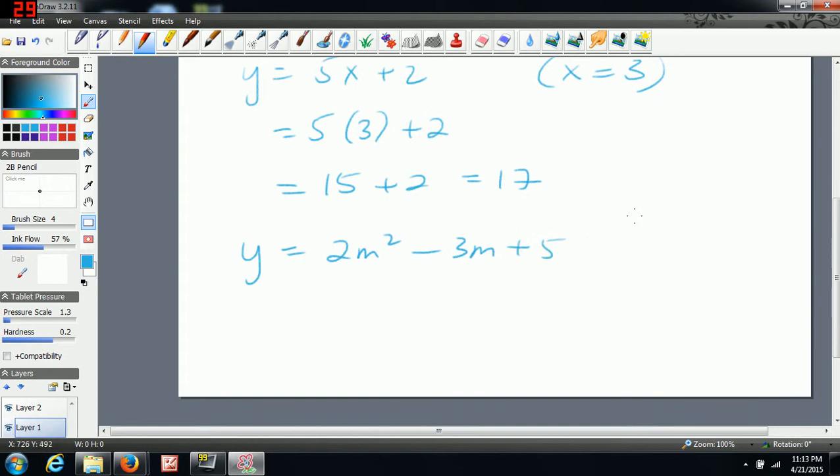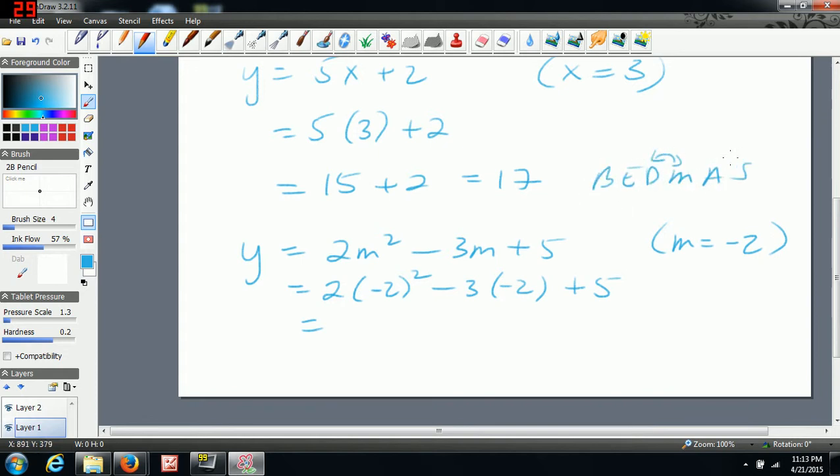So if you were given the following equation, you were asked to substitute m equals -2, or solve the equation for m equals -2. So what you would do is just plug in -2 into the equation, making sure to keep it in brackets because of the negative. And at that point, -2 times -2 would be equal to +4. -3 times -2 would be equal to +6, and then +5. So over here we do multiplication first, so that would be 8 plus 6 plus 5. And then at this point you could just add up all the numbers and your answer would be 19.